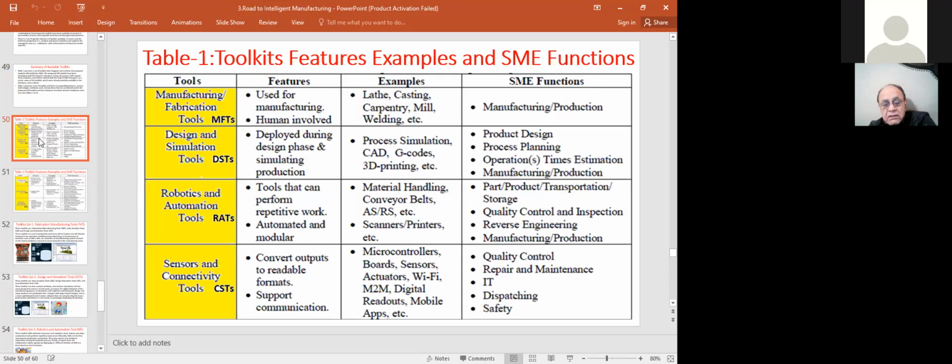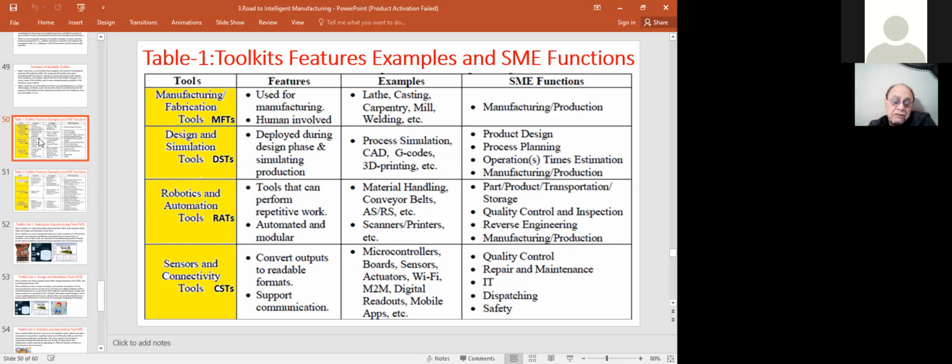And these are used for manufacturing, and they involve human labor. And to facilitate the working of the human labor, you have manufacturing and fabrication tools. And they are like lathes and casting and carpentry and mill welding, etc. And we make use of them in manufacturing and production.